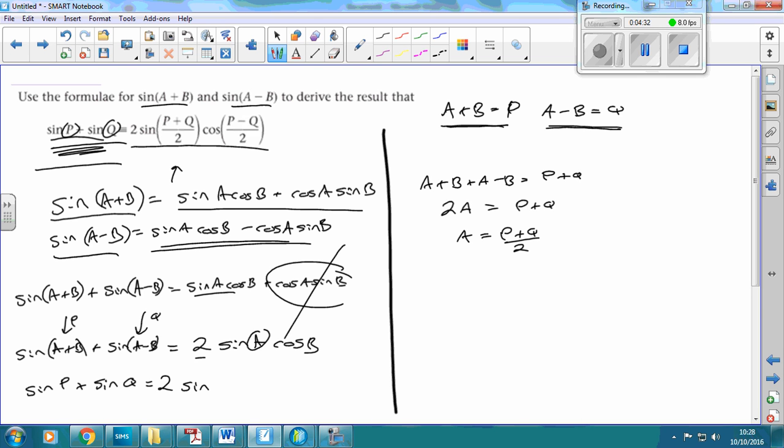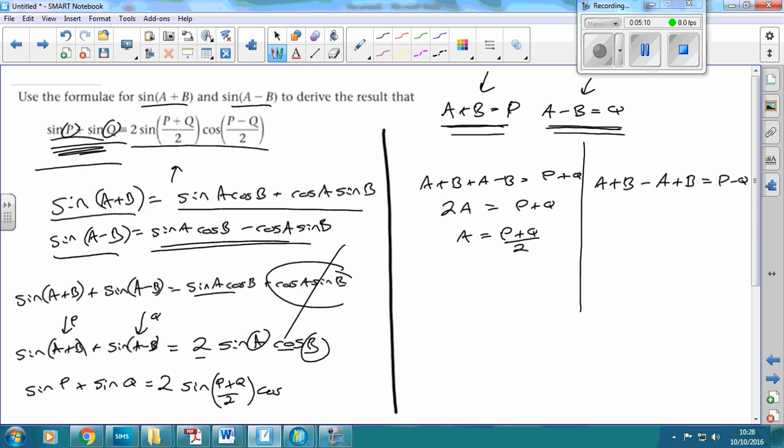And here we're going to replace this a with p plus q over 2. So it's going to be 2 sine of p plus q over 2, and we're going to have cos, and then we need to replace b. Again, up here we've got a plus b equals p, a minus b equals q. So we're going to do this one minus this one: a plus b minus a minus b equals p minus q.